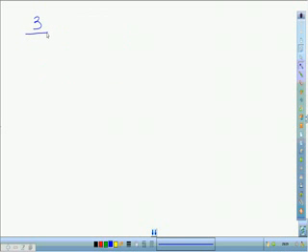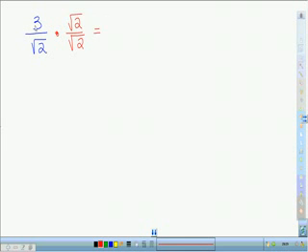Okay, let's do another one. 3 divided by the square root of 2. I need to rationalize the denominator. So if I multiply the square root of 2 by the square root of 2, that'll cancel. So what I do to the bottom, I must do to the top. Here, 3 times the square root of 2 is 3 square root of 2. In the denominator, the square root of 2 times the square root of 2 is the square root of 4, which is 2. So my final answer is 3 square root of 2 divided by 2.